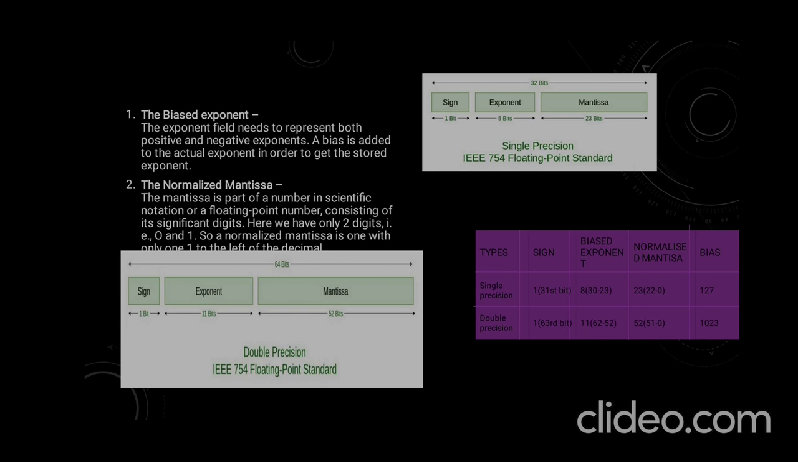There are two types, single precision and double precision. Sign is the 31st bit for single precision and the 63rd bit for double precision. Biased exponent is 8 bits, 30 to 23, and for double precision 11 bits, 62 to 52. Normalized mantissa is 23 bits, 22 to 0, and 52 bits, 51 to 0. Bias is 127 and 1023.